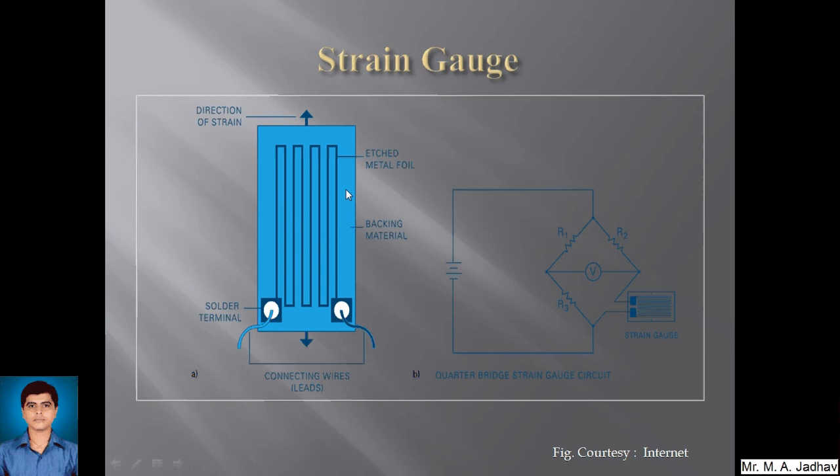On one side of this material, the metal foil is etched. Again, the dimensions of this metal foil are also very small, and we can directly attach this material on the surface from where we are going to measure the force or pressure. Okay, so this is regarding the strain gauge.